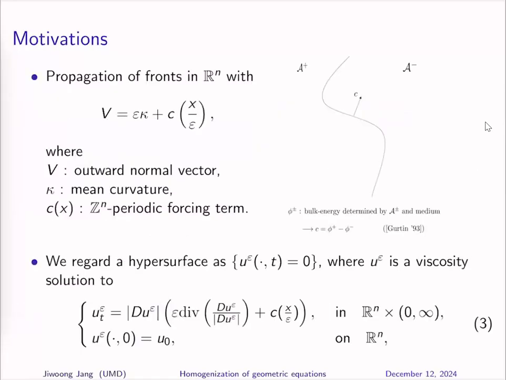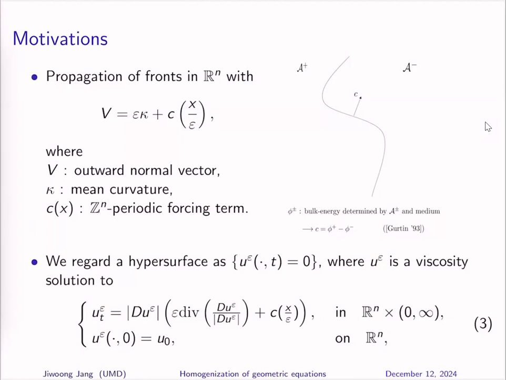There are two main motivations for this study. The first one is the mean curvature flow law: the normal velocity is the mean curvature plus the forcing term. The hypersurface divides the space into two regions occupied by different matters, and the forcing term comes from the discrepancy of the bulk energies of the matters. Now the environment is heterogeneous in the spatial variable, so the phi plus and minus are functions of x. The forcing term is also a function of x, and it is Z^n periodic.